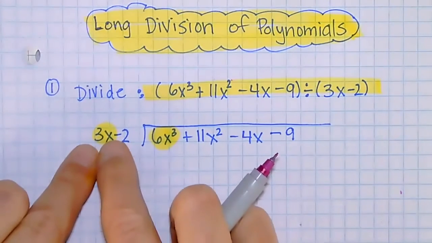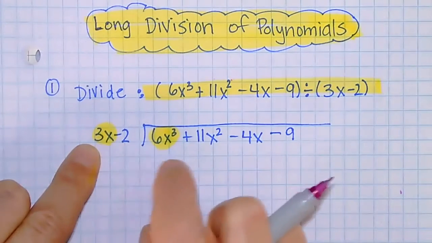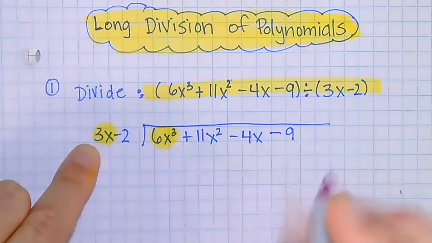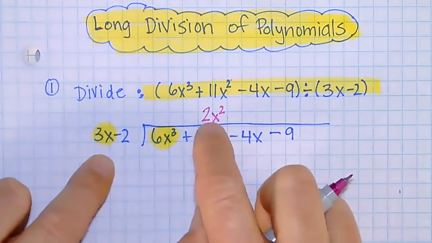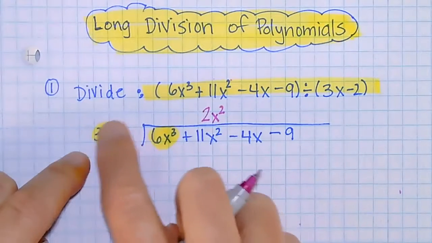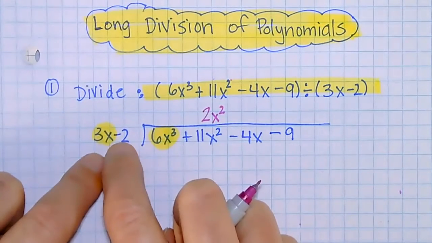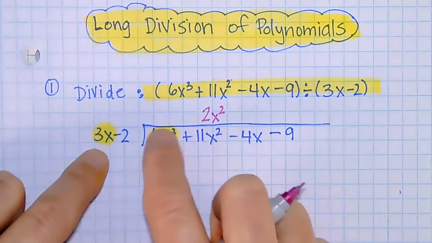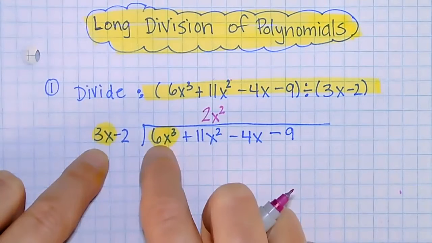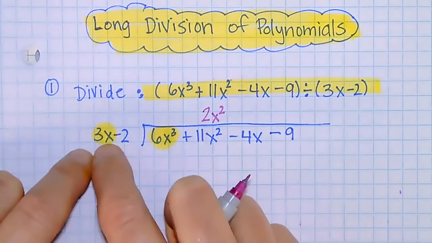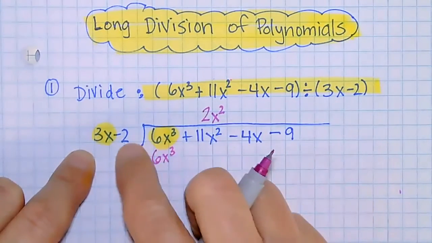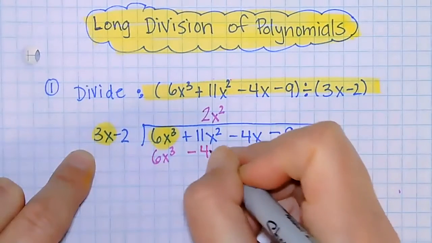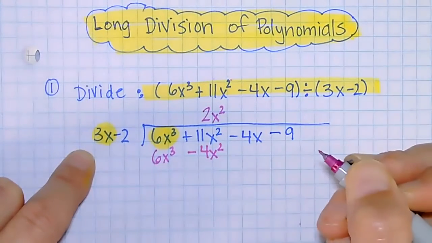So again, 3x times what gets me 6x cubed? And that is 2x squared. So now the 2x squared is actually supposed to multiply this whole thing. So I'm going to multiply this whole thing. I'm just using this to try to get this exactly. So now 2x squared times 3x is 6x cubed. 2x squared times a negative 2 is a negative 4x squared. And now we're going to minus.